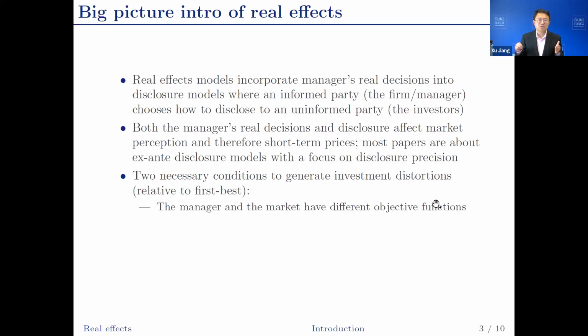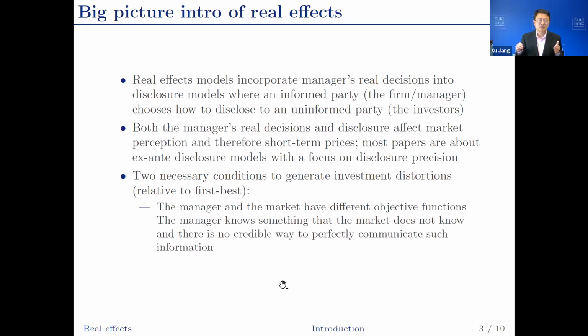First, the manager and the market have different objective functions. Second, there is information asymmetry between the manager and the market. The manager knows something that the market does not know, and there is no credible way to perfectly communicate such information. For example, disclosure cannot be verifiable, otherwise the Grossman unraveling result may come back.